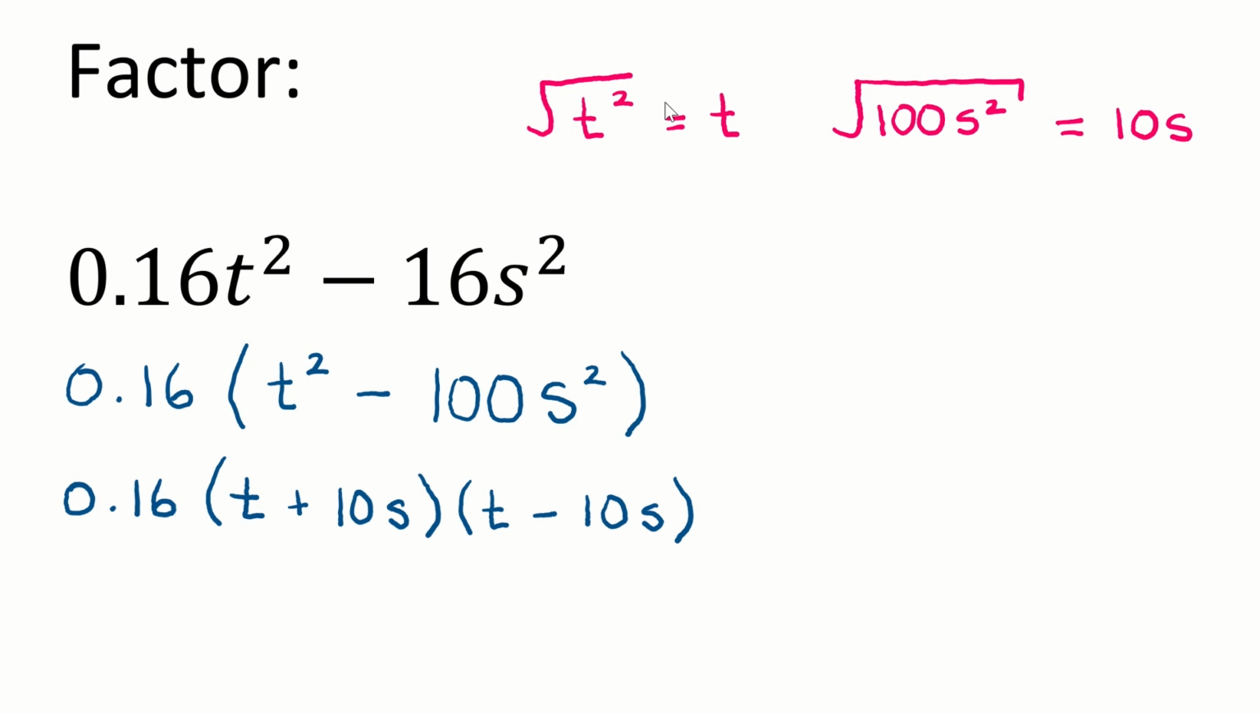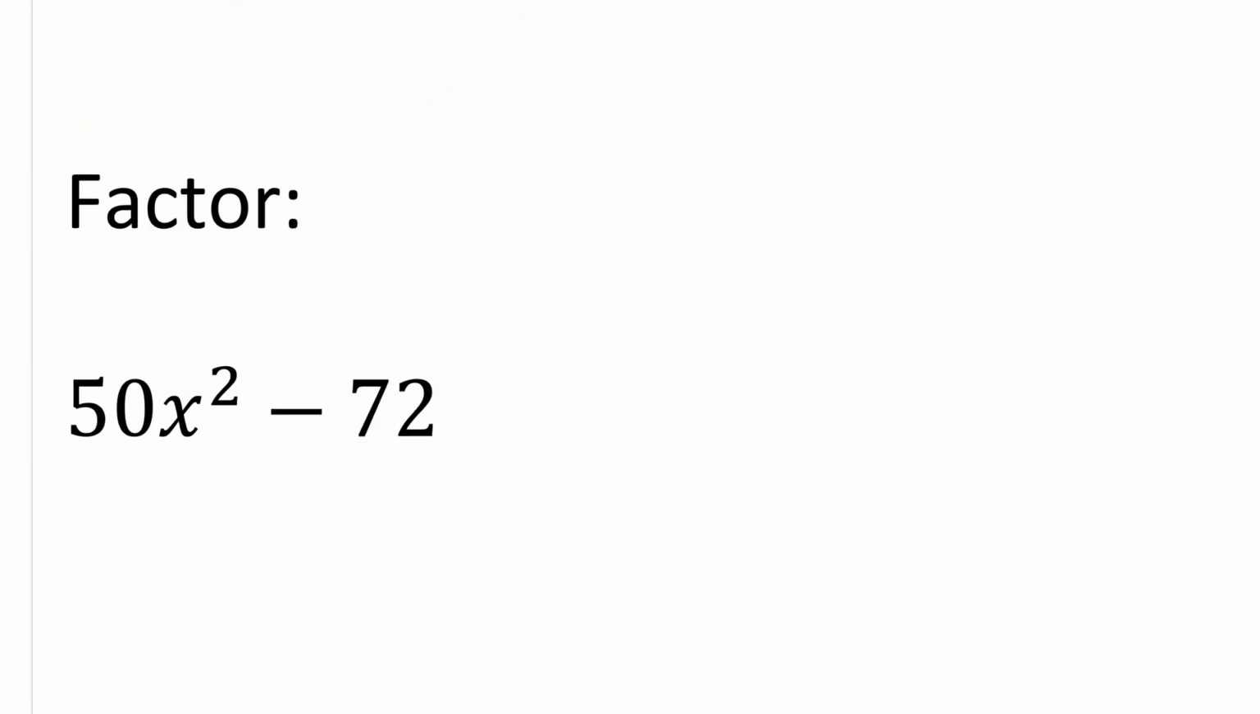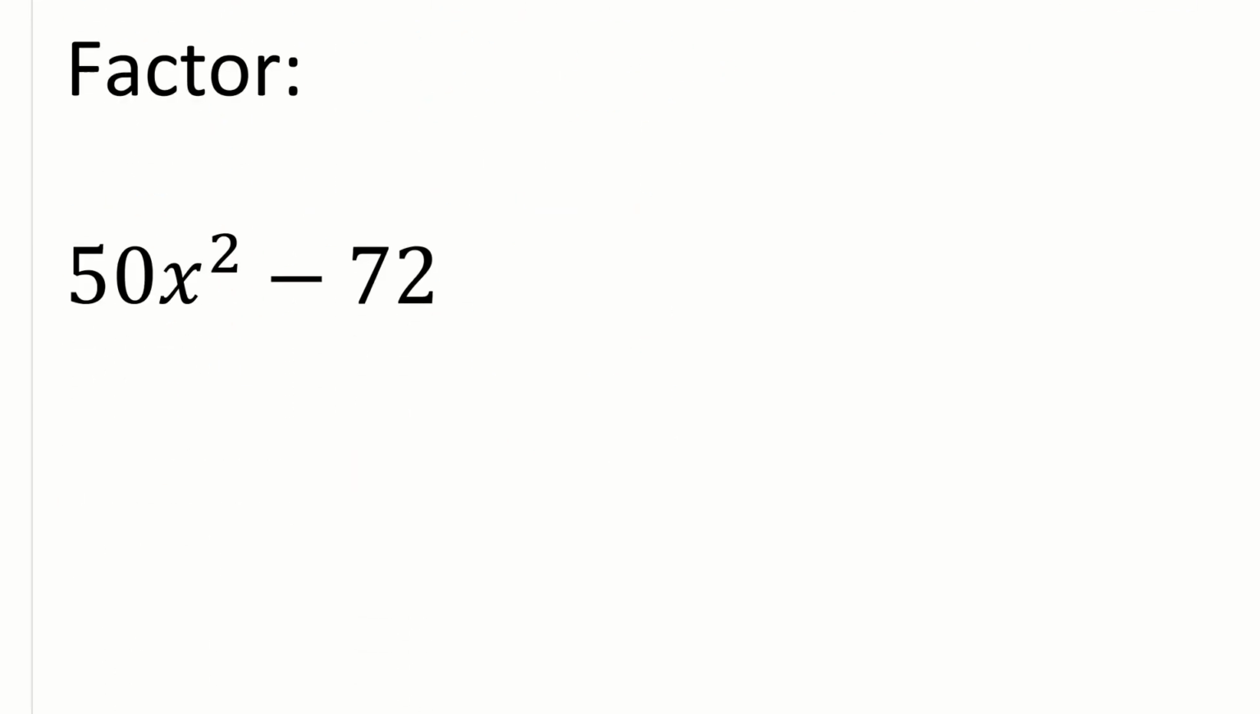On to the next problem. Let's look at what we have next. We have this question right here. So again, pause the video and give it a try, and then we'll solve it together. So when you try to solve this problem, originally you might be looking at it and thinking 50 and 72 are not perfect squares. So this can't be a difference of squares problem.